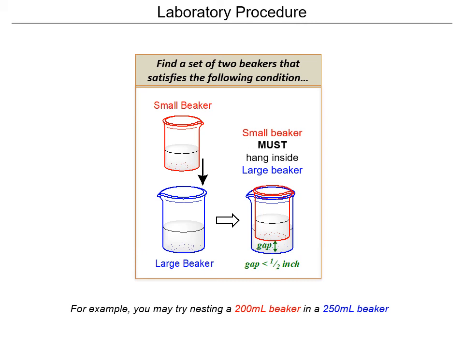For the following steps, you will need 2 beakers, 1 small beaker and 1 large beaker. These beakers, however, must satisfy the following condition. The small beaker must hang inside of the large beaker and give a 1/2 inch gap of space between the beakers. This will be required for the sublimation step.